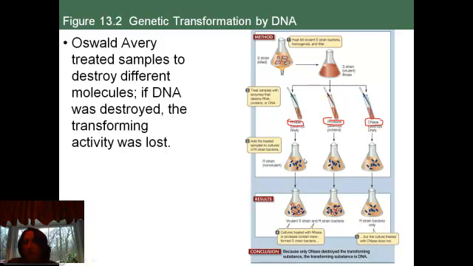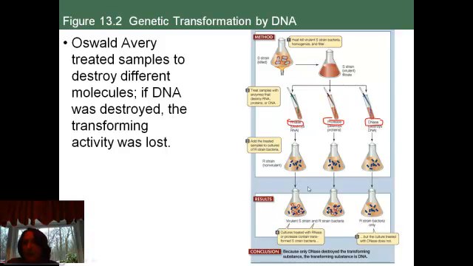So he took this material, mixed it in with the R strain, just like Griffith did. And when he did this, in the first two he was able to isolate the S strain from it. In the one with the DNase, he was not able to get the S strain, R strain only, which meant that this prevented the transformation.